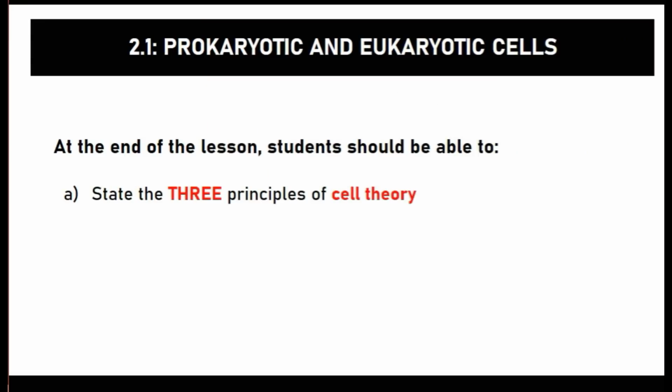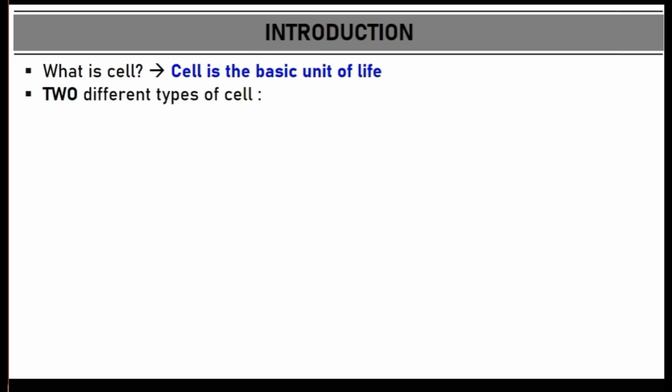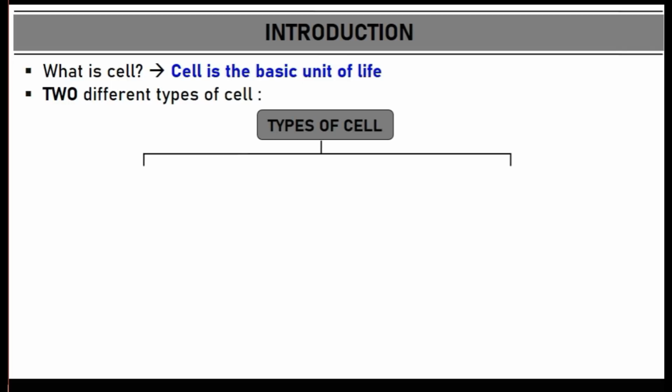For the learning outcomes, at the end of the lessons, students should be able to state 3 principles of cell theory. Before we discuss the cell theory, what is a cell? A cell is the basic unit of life, meaning that all living organisms are made up of cells. We have 2 main categories of cells, which are prokaryotic and eukaryotic cells.